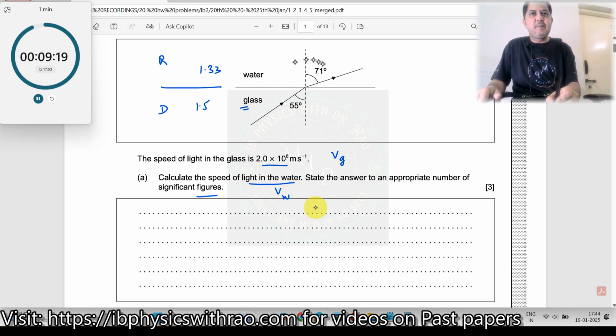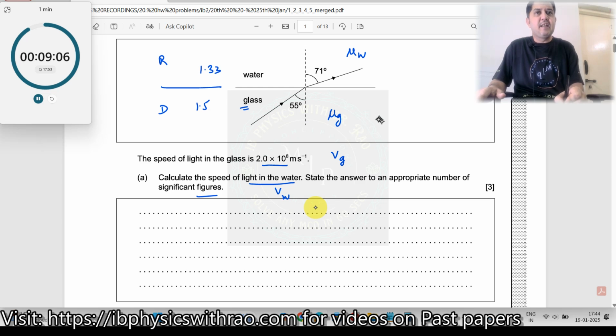Now whenever there is a problem on refraction, you can always apply Snell's law. So what does Snell's law tell you? It tells you that the refractive index of this medium, let us say this is equal to some mu g, and this is your mu water. So I can now write this as mu g sine 55 is equal to mu water sine 71. Okay, we have written this.